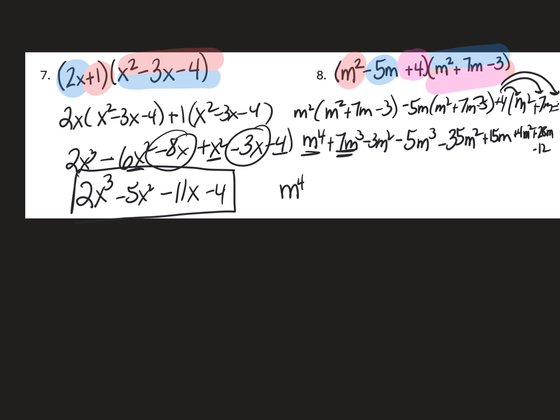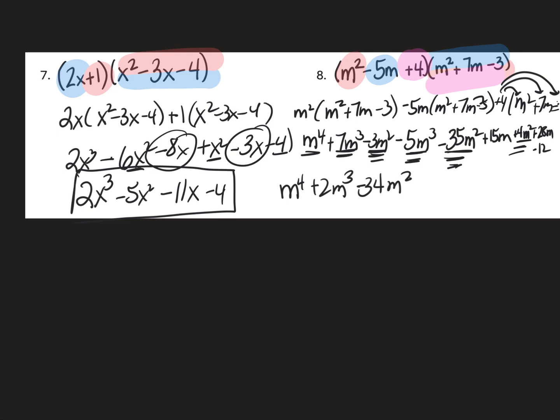7m cubed, negative 5m cubed. I think that's it. That would be positive 2m cubed. Then negative 3m squared, negative 35m squared, positive 4m squared. That would be negative 38 plus 4, negative 34m squared.